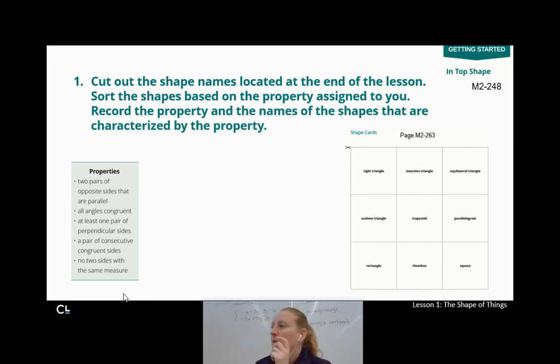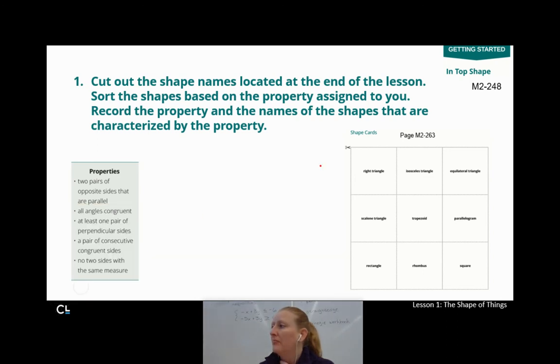All right, let's see what we've got here. So for a right triangle, 2 pairs of opposite sides are parallel? I don't usually have parallel lines on a right triangle. I do know that a right triangle has one right angle. So let's see if I can find anything. All angles are congruent? No, because I only have one right angle. At least one pair of perpendicular sides? I'll agree with that.